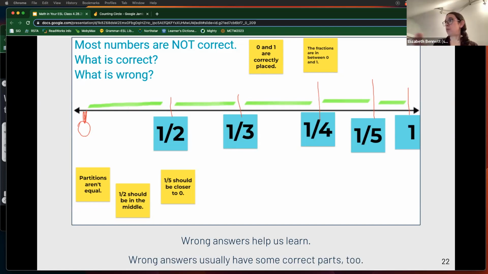They've got 0 and 1. They've got all the fractions in between 0 and 1. So that's correct. And it makes sense they were using what they already knew about whole numbers to put the fractions in order 2, 3, 4, 5. So we talked about that, and I said this is a very common thing that students do, so thank you to the person who did this because you're really helping us learn.